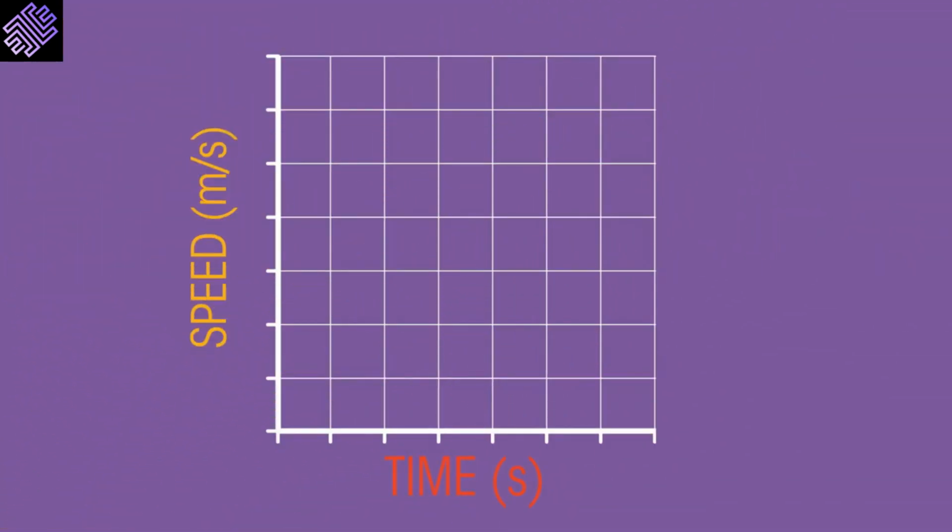Just to recap, the gradient of a speed or velocity time graph represents acceleration. If an object moves with uniform acceleration, we get a straight line. When the line is sloped upwards, the gradient is positive. The object is accelerating and its speed is increasing. If the line is sloped downwards, the gradient is negative. The object is decelerating and its speed is decreasing. If the line is parallel to the x-axis, then the gradient is zero. The object is moving at constant speed, therefore zero acceleration.